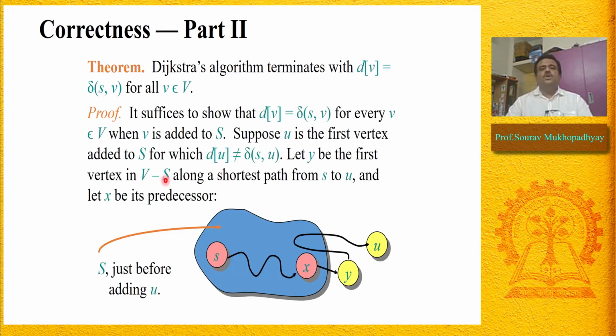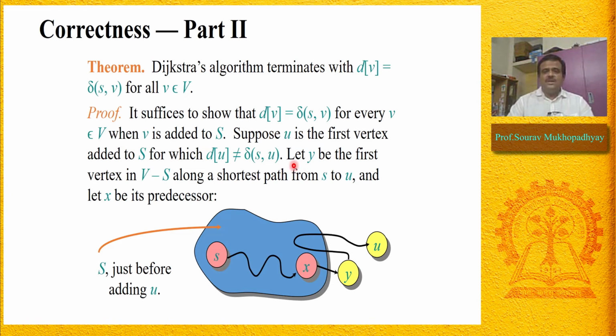So how to prove this? To prove this, it is sufficient to show that dv is equal to delta of s comma v for every vertex when v is added to capital S. Suppose u is the first vertex added to capital S for which this is not true. We are going to capture this vertex u, which is going to be added in S because the key value of u is the minimum. In our algorithm we choose this vertex as the next vertex to be added in S. Suppose this is the first vertex added in S for which du is not equal to delta of s comma u, and we will reach a contradiction.